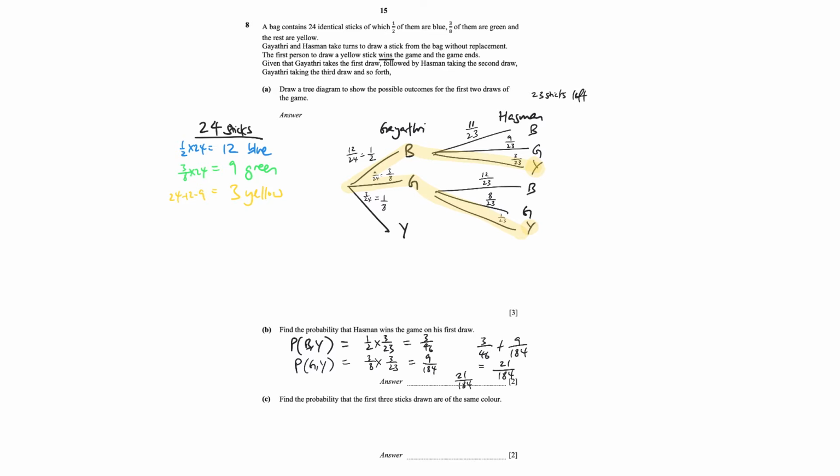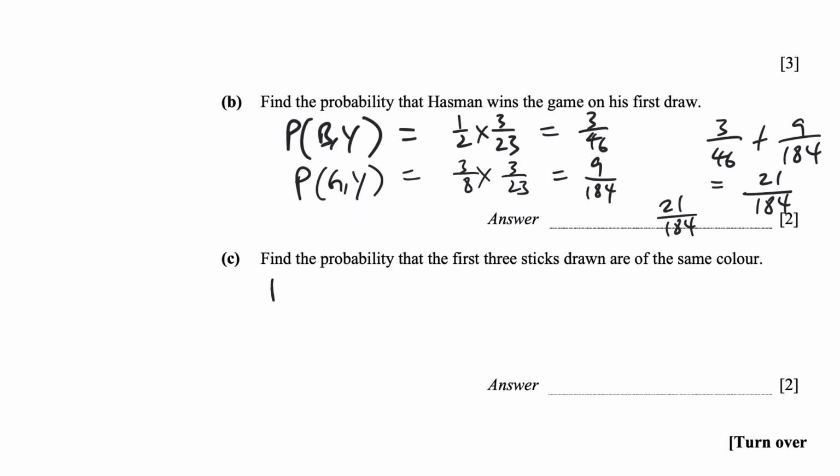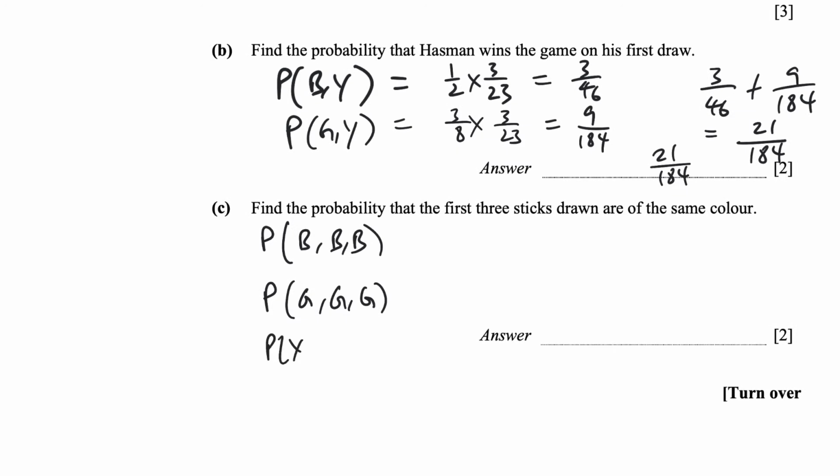Alright, for part C, find the probability that the first 3 sticks drawn are of the same color. So we have 2 possibilities. The first is that you get blue, blue, blue. And the second is that you get green, green, green. Now we cannot get yellow, yellow, yellow. This is impossible because the moment someone draws the first yellow, the game wins. The person wins, the game ends.